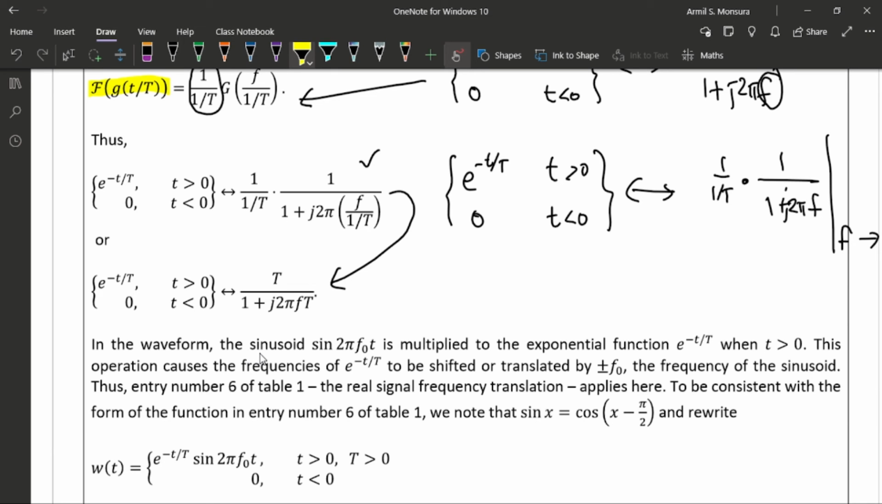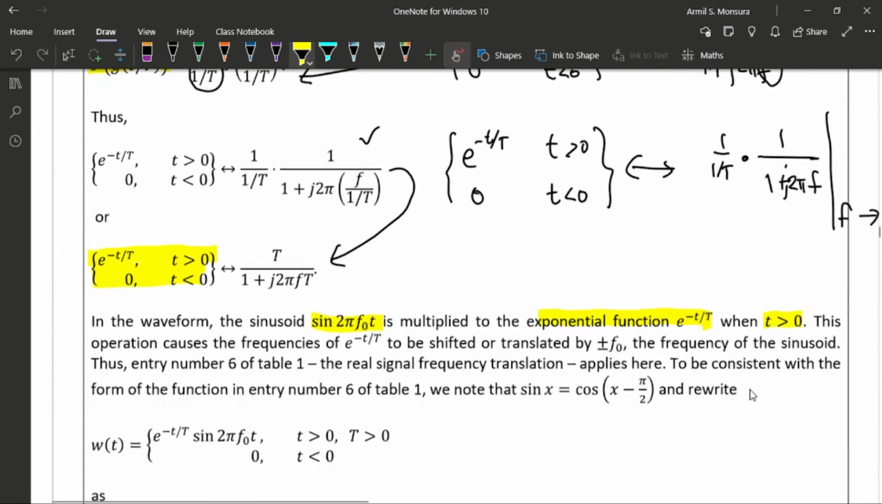We now have to multiply this waveform with the sinusoid. That is, we multiply the exponential function to this sinusoid when t is positive. So, this is covered under entry number 6 of table 1.